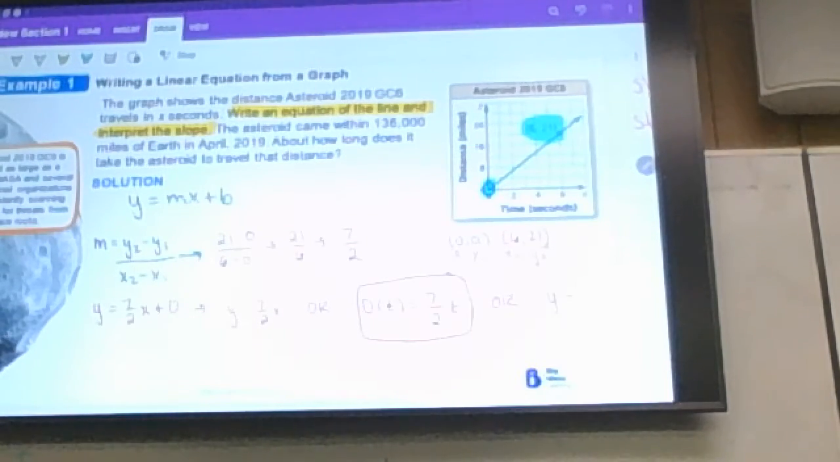Or 3.5x. I don't like decimals with word problems. Sometimes they are best just to talk about it. So can anybody talk about 7/2 or 3.5 with regards to this asteroid? Okay, Xander. It travels 7 miles every 2 seconds, or 3.5 miles. Ready, complete sentence. The slope shows the asteroid moves 3.5 miles per second, and I can't even believe that.